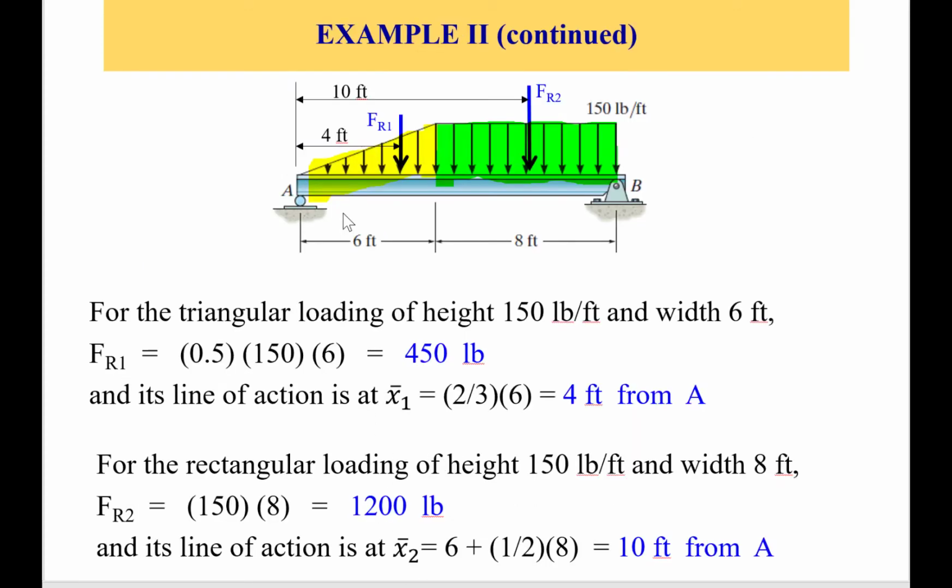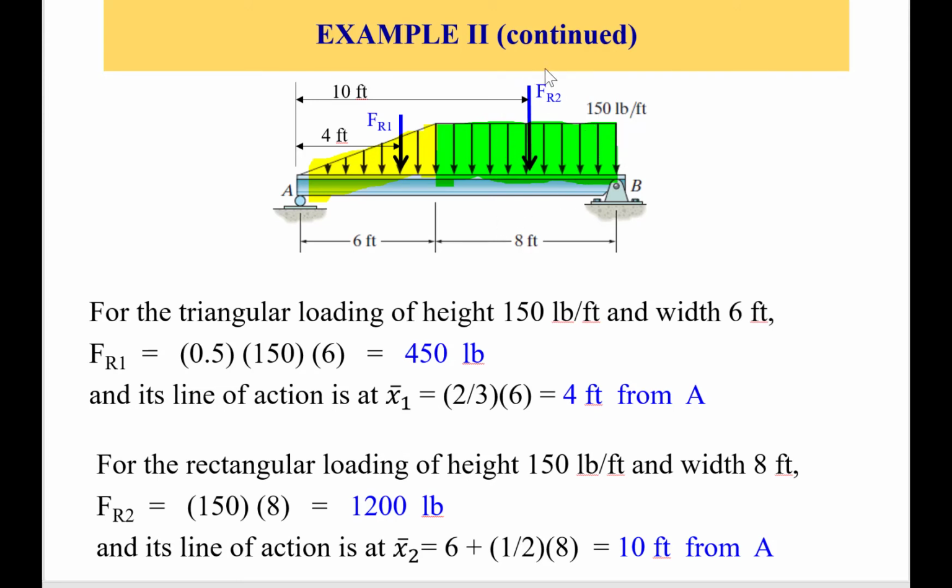So first we need to calculate the total force. The total force is the total area of this curve, which you can break down into the area of a rectangle and the area of a triangle. The area of the triangle is simply half of 6 multiplied by the height 150. That's going to give you the resultant force of the triangle, plus the area of the rectangle, which is 8 multiplied by 150.